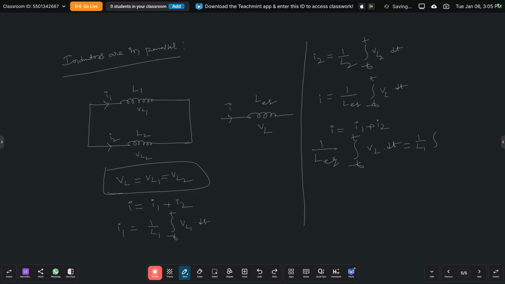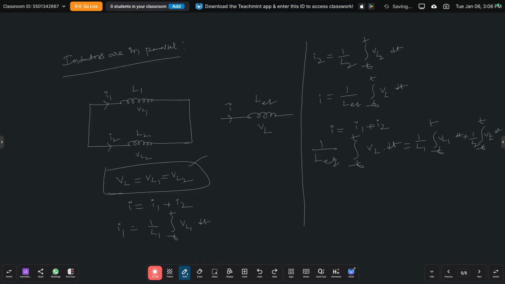That is 1 by L1 integration of minus infinity to t VL1 dt plus 1 by L2 integration of minus infinity to t VL2 dt. So here VL1 equals VL2 equals VL. In place of VL1 and VL2 we just replace VL. In a series circuit there is the same current, that's why in place of I1 and I2 we just replace I. But in a parallel circuit there is always the same voltage, so in place of VL1 and VL2 we just replace VL.